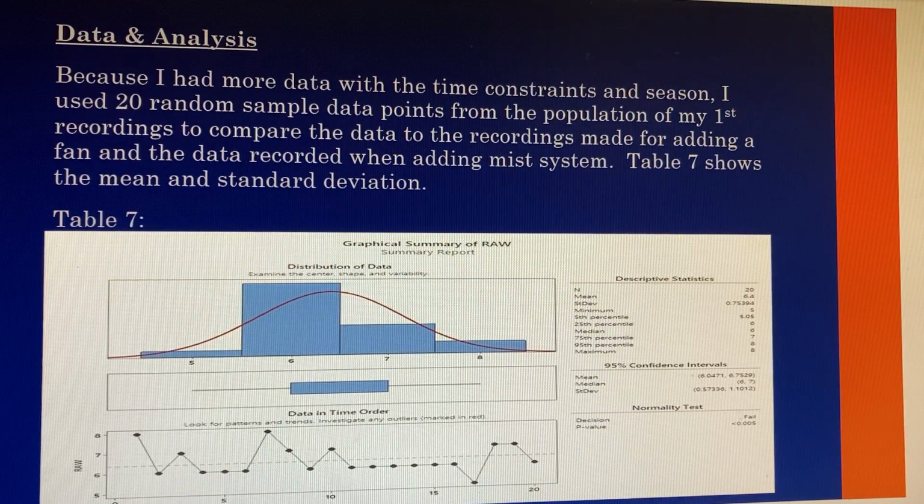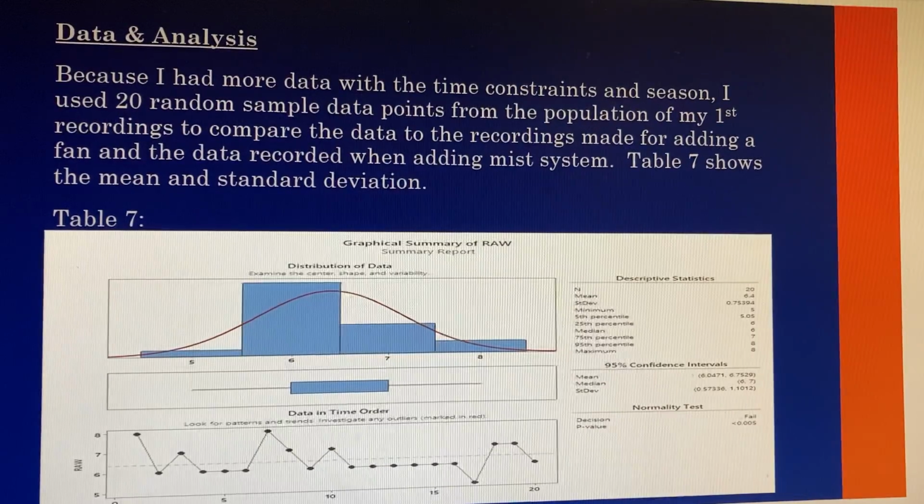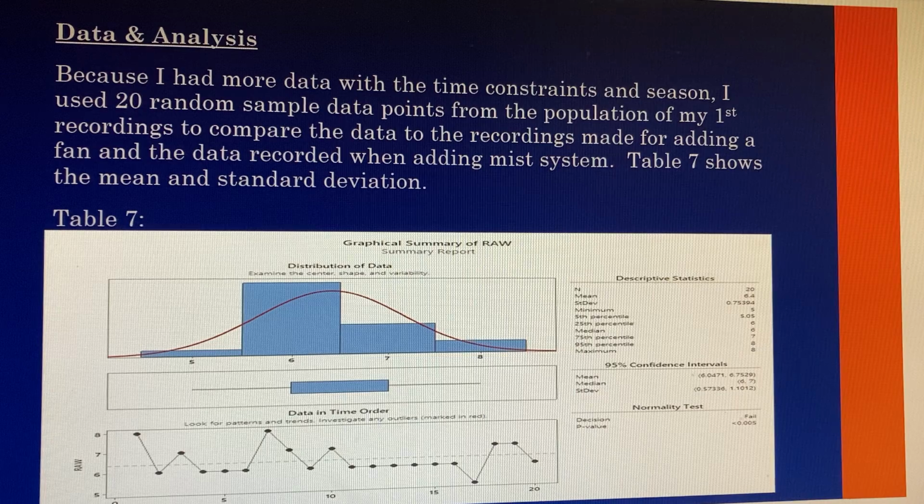Because I had more data in time constraints, when you had the season of heat, things are only going to be hot for a certain amount of time. I used 20 random sample data points from the population of our first recordings and compared that data to the recordings made for adding the fan and then later on the mist system. Table 7 shows the mean and the standard deviation.